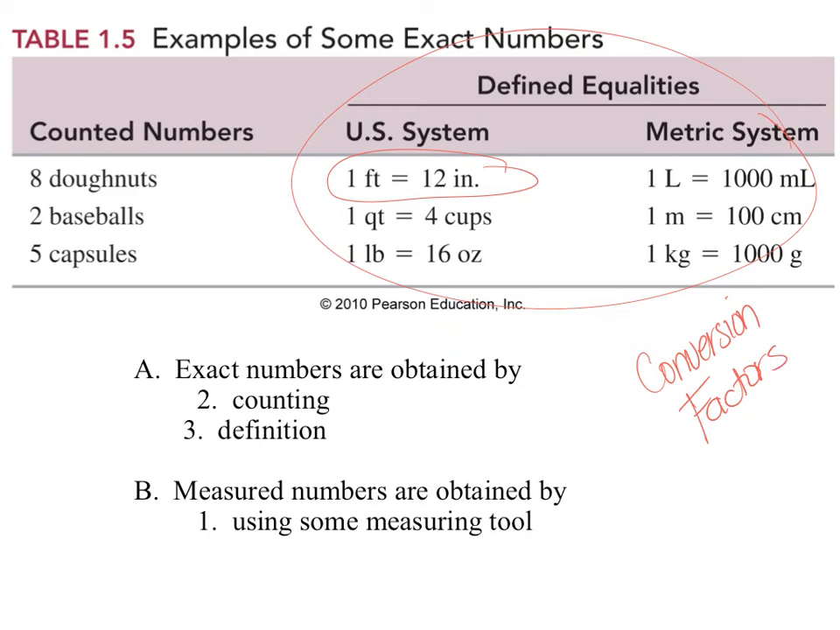Those are exact numbers, and just FYI, when you're doing problems and you're trying to deal with sig figs, you don't use the numbers, the measurements in these equalities or these conversion factors in determining sig figs. The sig figs in a problem would always be based on the measurement that you obtained. So for instance, if I measured something to be 3.2 feet and I wanted to know how many inches were in that, sig figs rules, there's two sig figs in the measurement you took, there should be two sig figs in your answer.